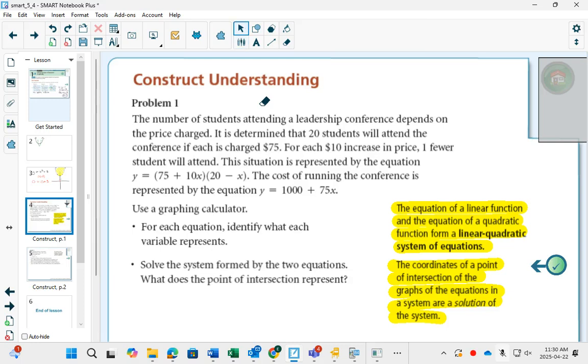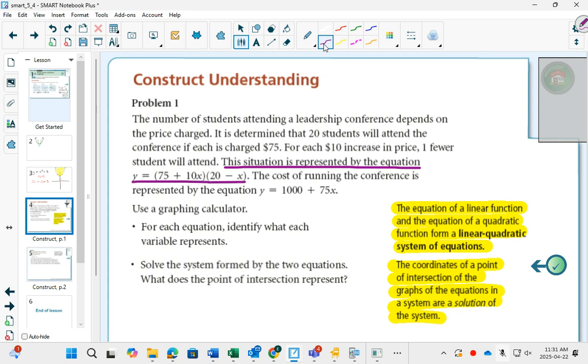And we have our first question. The number of students attending a leadership conference depends on the price change. It's determined that 20 students will attend the conference if each is charged $75. But if you increase the price by $10, one less student will attend. Now, that sounds like a max-min problem, right?